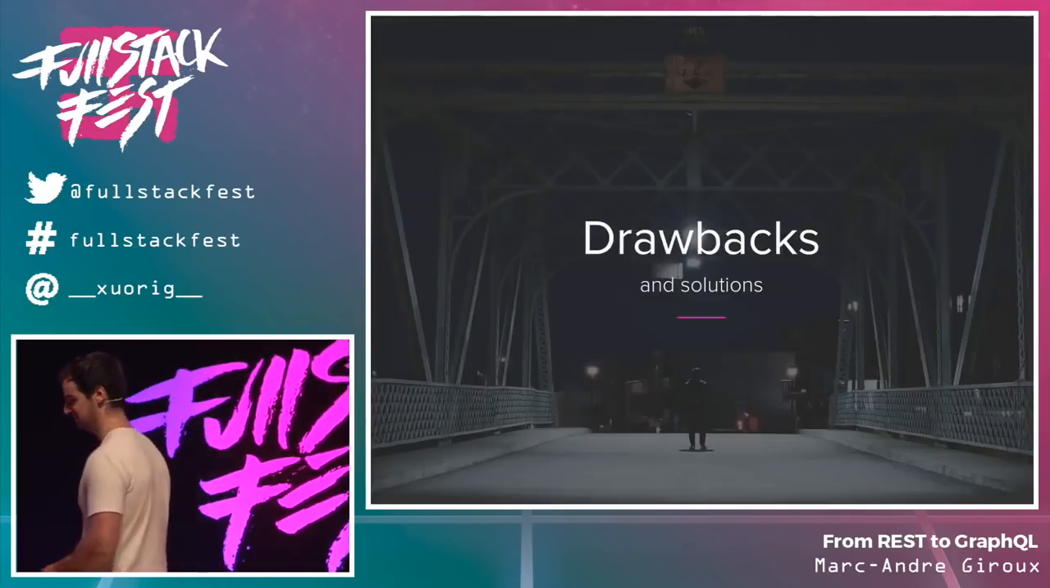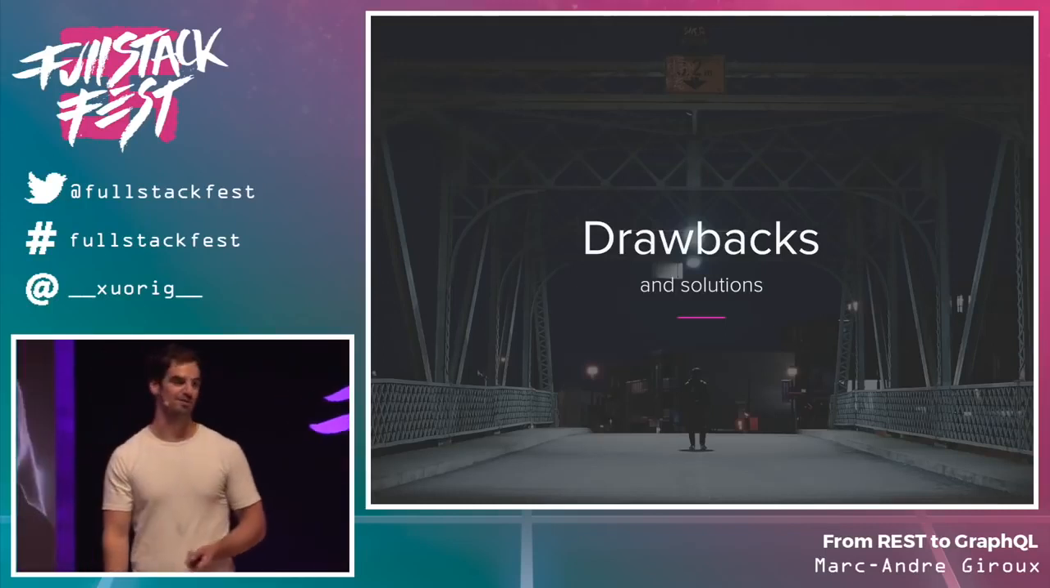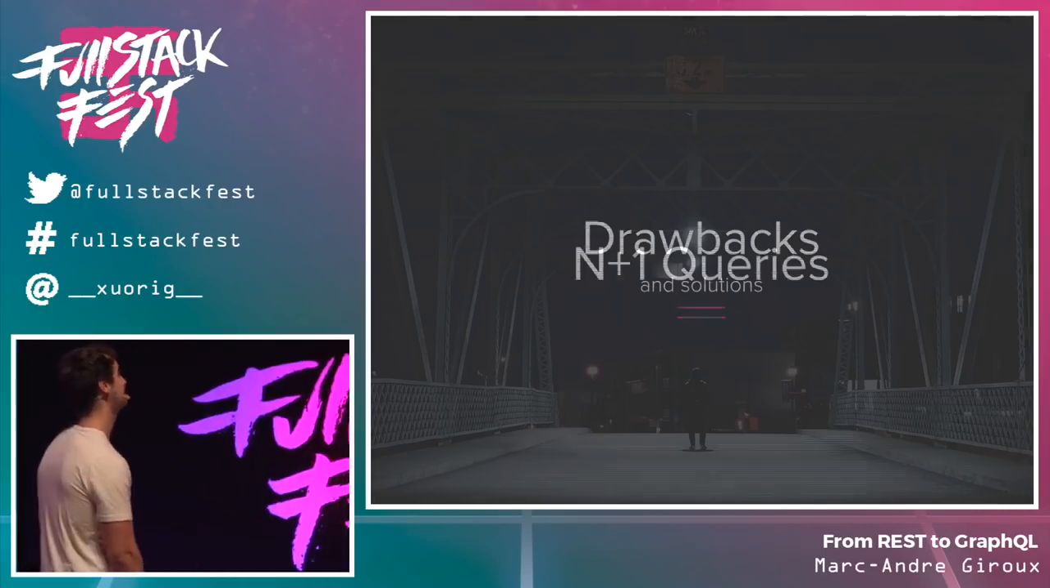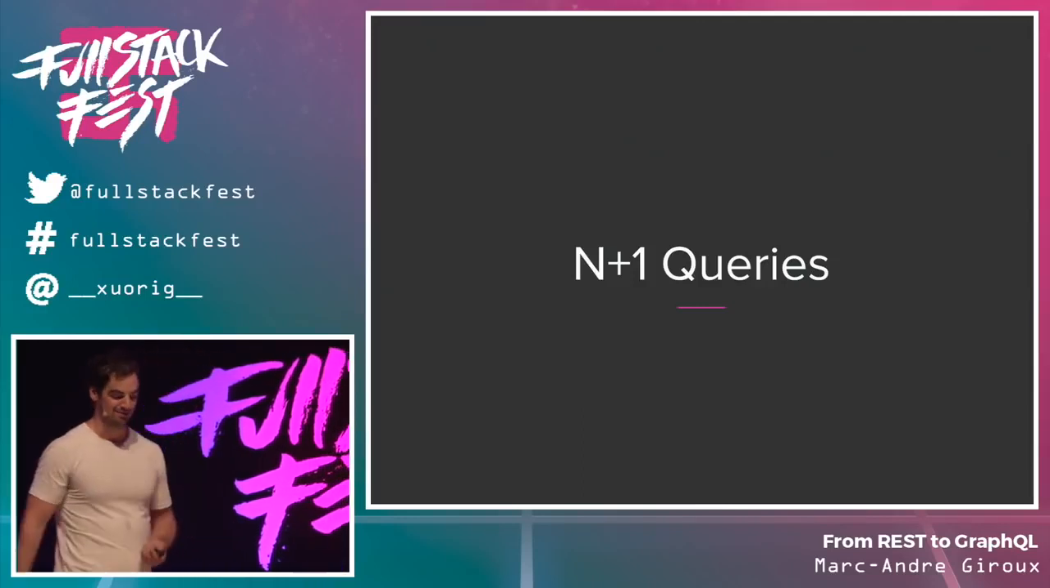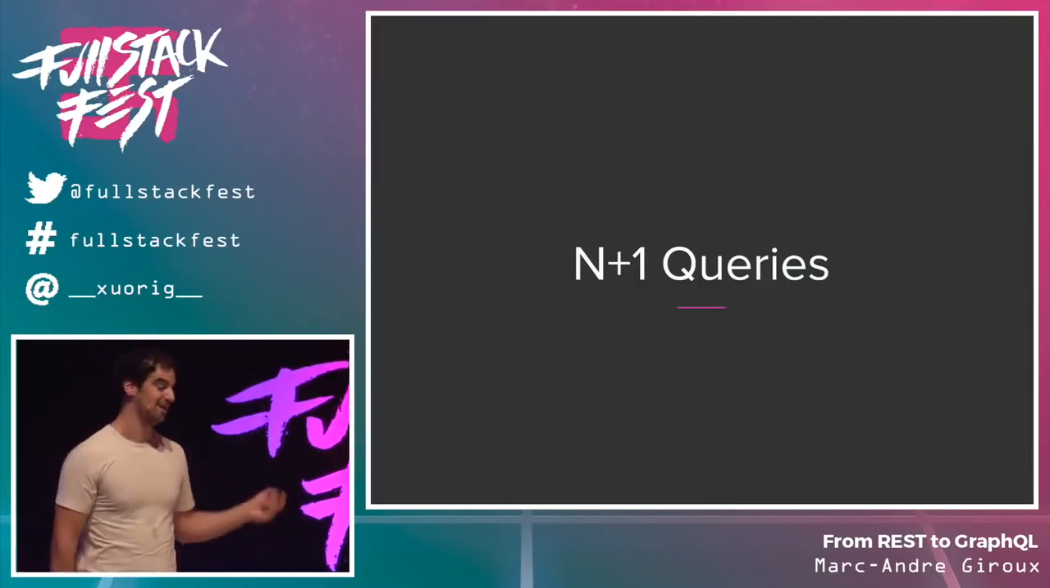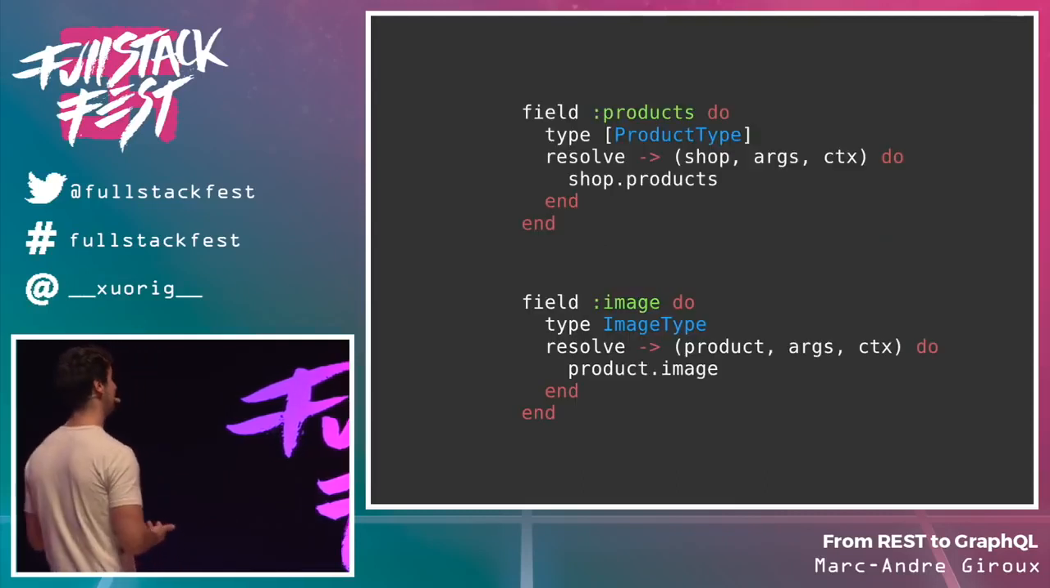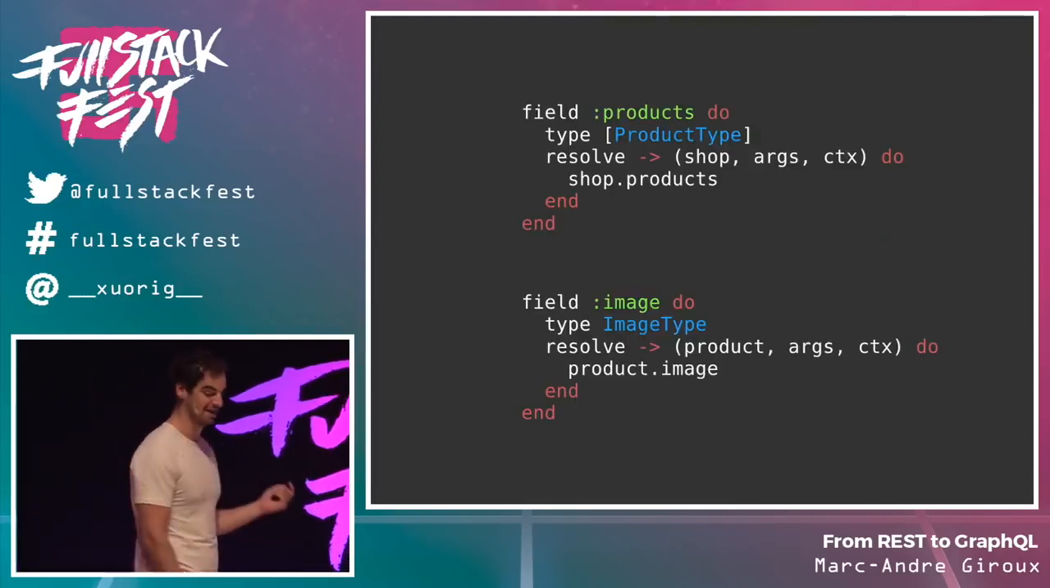So, drawbacks, because it's not a silver bullet, right? It has to have some disadvantages. If you implement a GraphQL server naively, you're going to run into a lot of n+1 queries. And what I mean by that, I'll show you in this example.